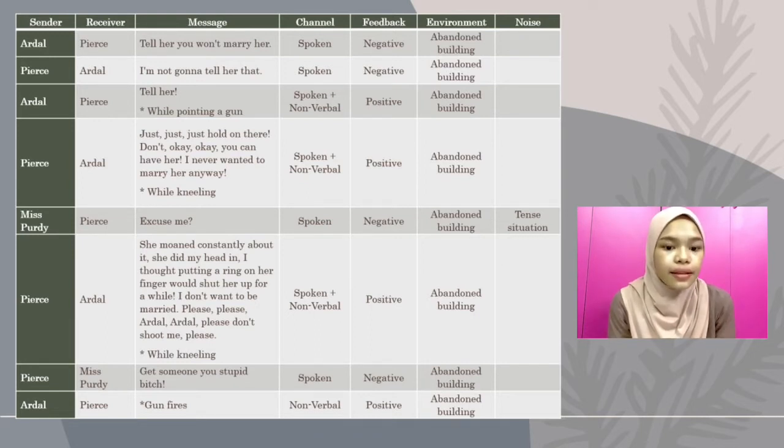Next, another example communication is between Miss Purdy and Pierce. The sender is the someone who speaks, which is Miss Purdy, and the receiver is someone she is talking to, Pierce. The message is the dialogue from the short film. The feedback, the way of communication between both of them, is negative, meaning Pierce did not reply to the message. The environment where the scene is happening is in an apartment building. The noise of communication between both of them is when Pierce pays less attention because he feels scared and can't focus on the message from Miss Purdy.